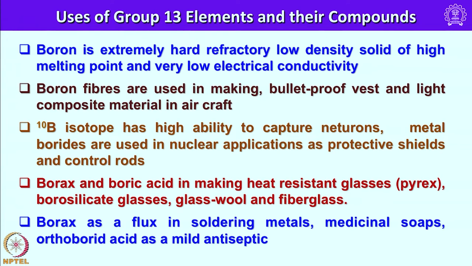So, borax and boric acid are used in making heat resistant glasses, that is pyrex glass and also borosilicate glasses, and also in glass wool and fiberglass manufacturing. Borax as a flux in soldering metals, in medicinal soaps, and orthoboric acid as a mild antiseptic are some of the uses.